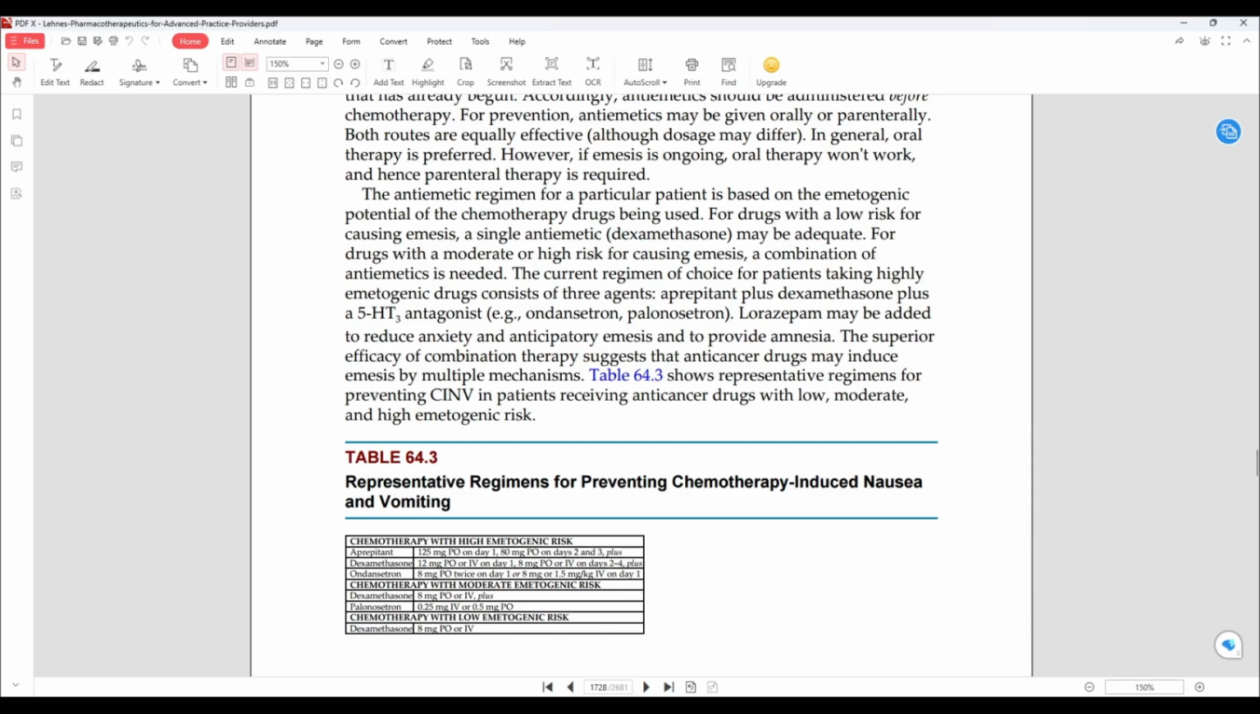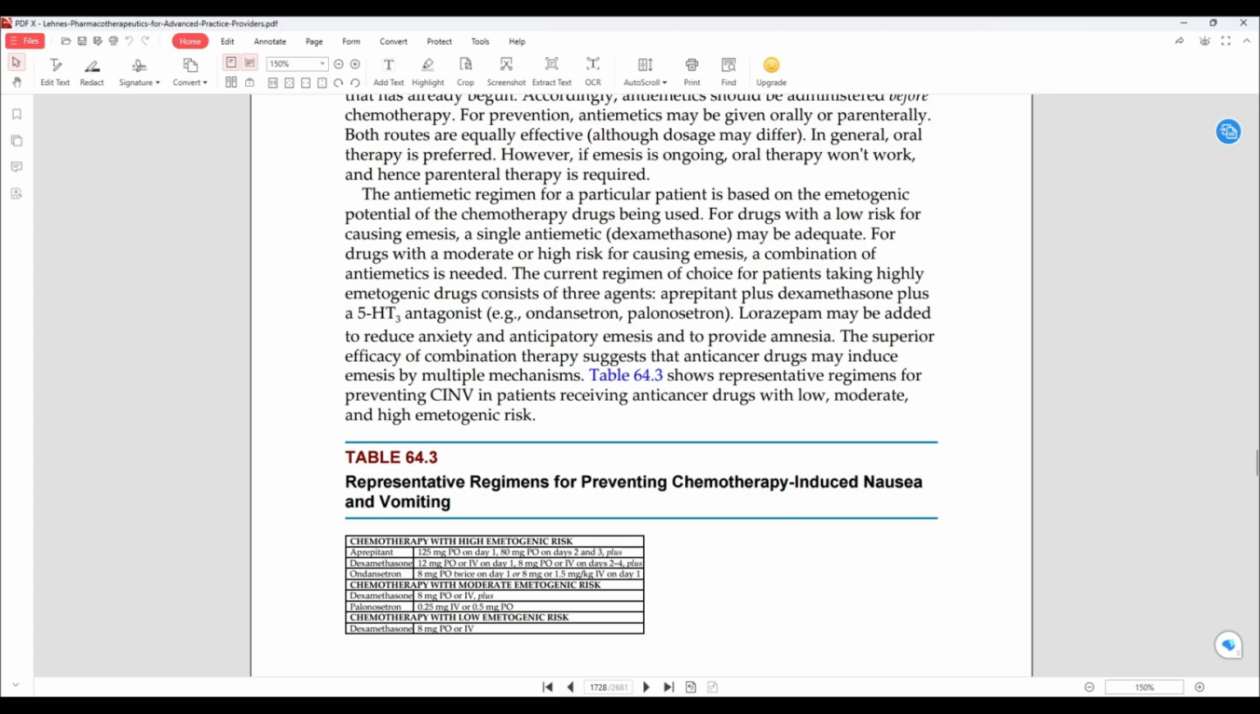The current regimen of choice for patients taking highly emetogenic drugs consists of three agents: aprepitant plus dexamethasone plus a 5-HT3 antagonist, such as Zofran or palonosetron. Lorazepam may be added to reduce anxiety and anticipatory emesis and to provide amnesia. The superior efficacy of combination therapy suggests that anti-cancer drugs may induce emesis by multiple mechanisms.